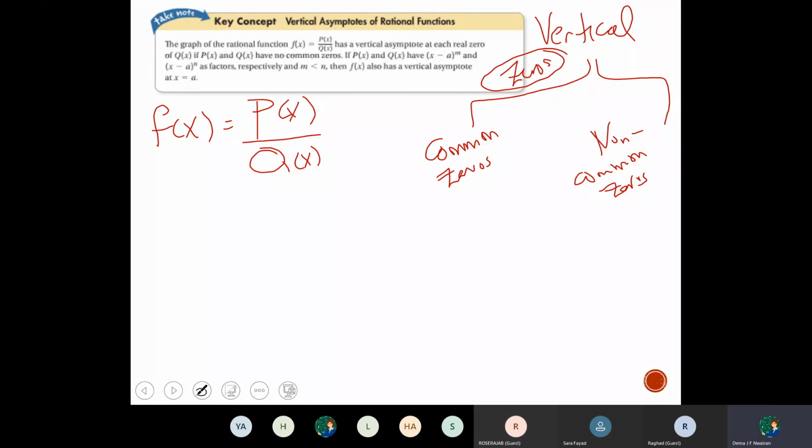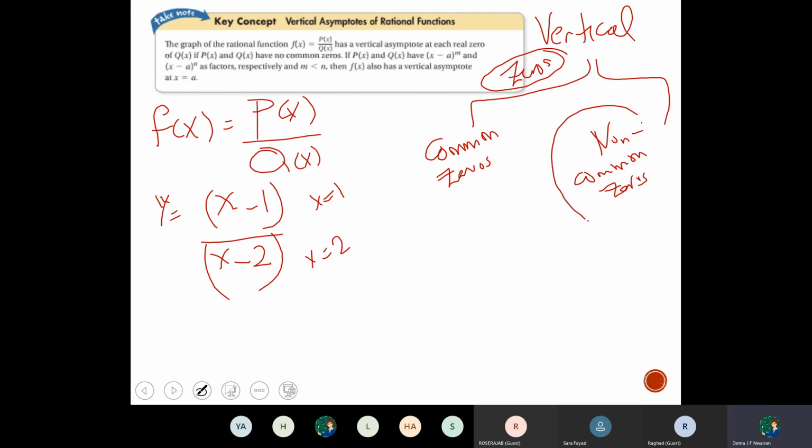Now, let's see the zero. As an example, f of x or y will be x minus 1 over x minus 2. For this function, what are the zeros? The zero of the numerator is when x equals 1, and the zero of the denominator is when x equals 2. Now, are the zeros of the numerator and the denominator the same? No. So I will go to the non-common zeros. There are non-common zeros between them.